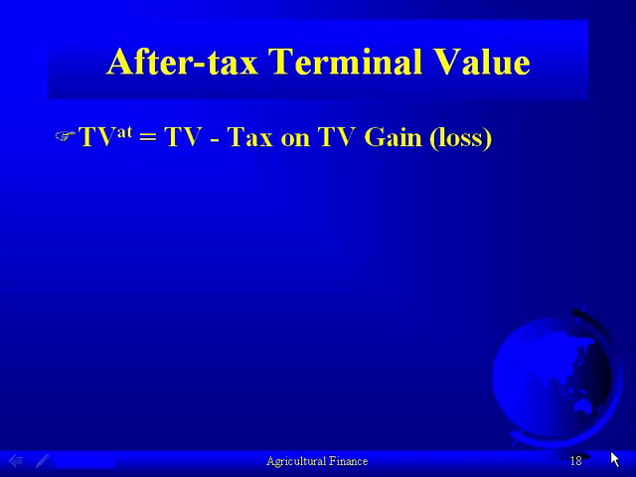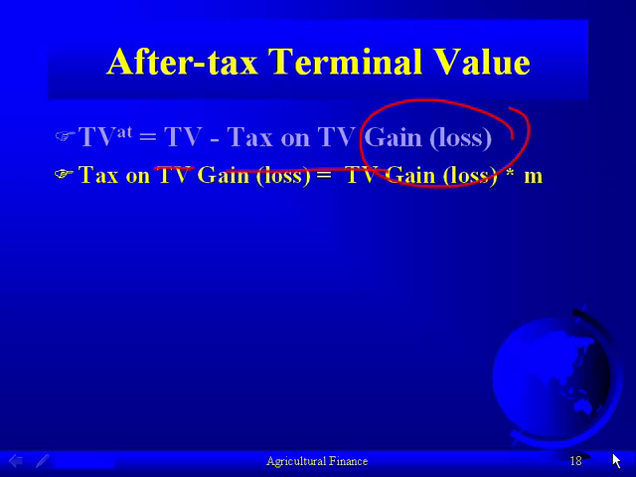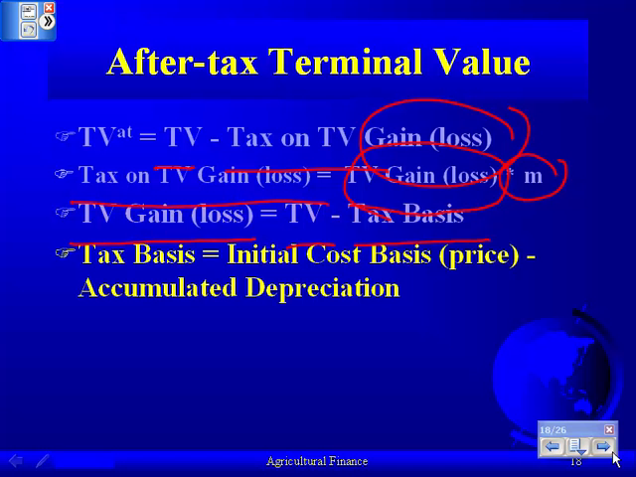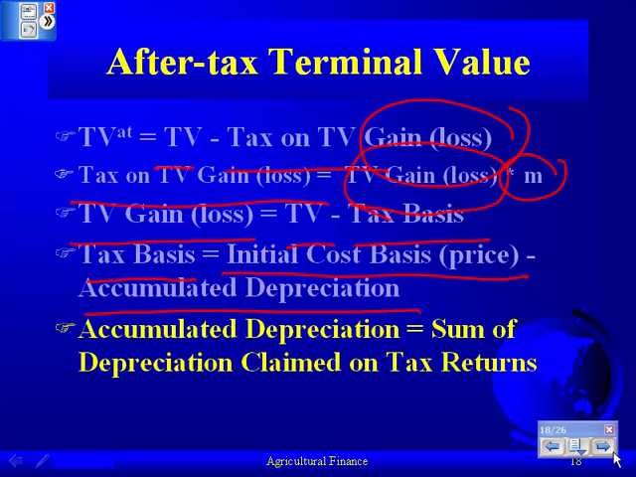The after-tax terminal value is the terminal value minus any tax on your gain or loss. Okay, Uncle Sam is going to look to see if you had a gain or loss on the sale of that capital asset. The tax on the capital gain or loss is the gain or loss on that equipment multiplied by the marginal tax rate. This gain or loss is the terminal value minus your tax basis. Your tax basis is equal to your initial cost or price minus the accumulated depreciation. The accumulated depreciation is the sum of the depreciation claimed on your tax returns.